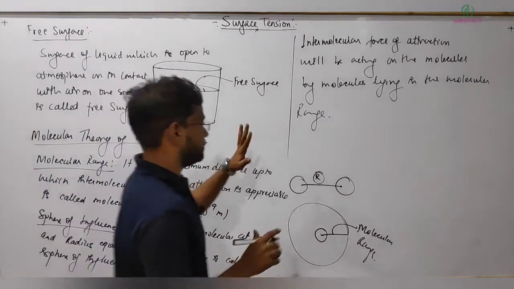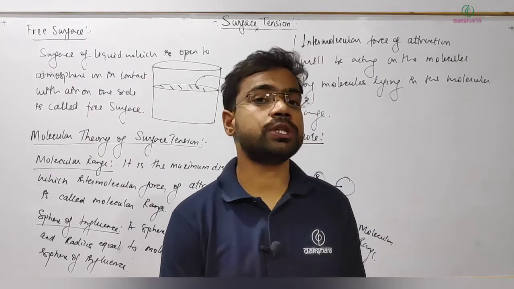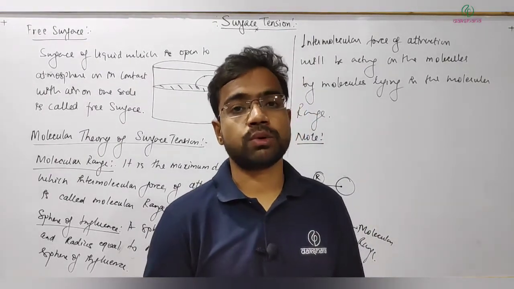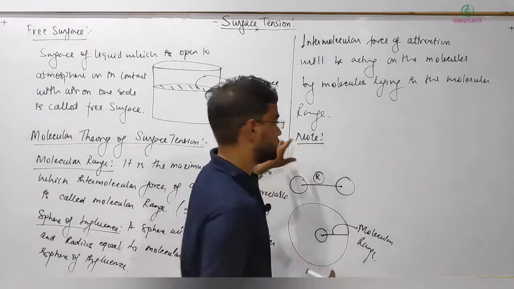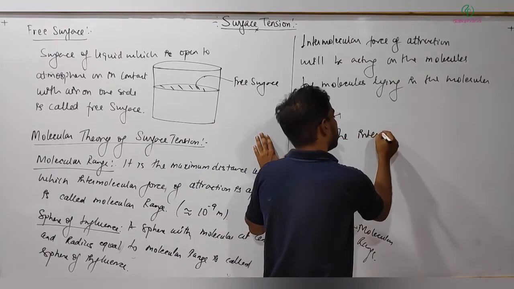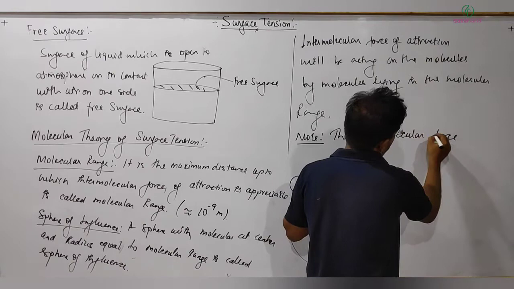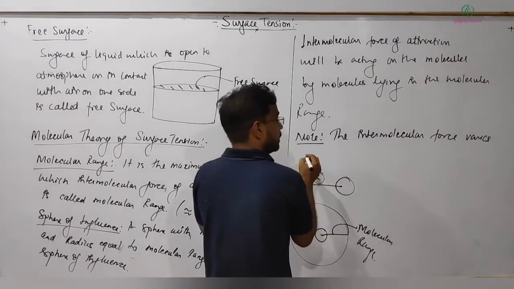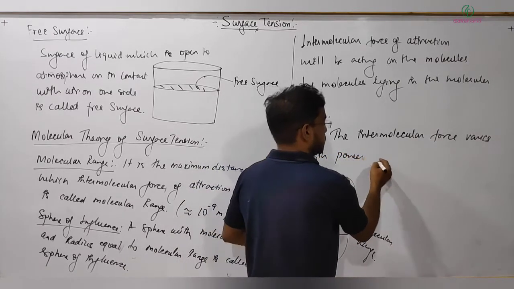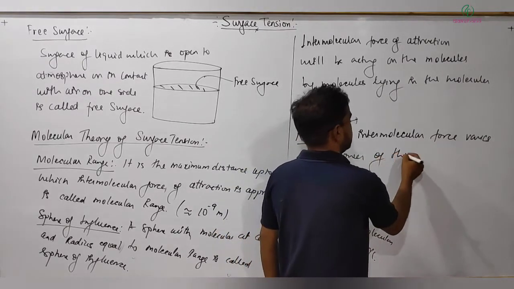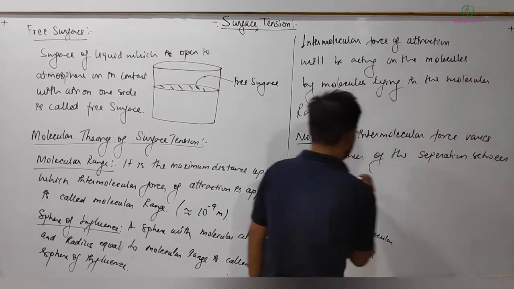One point just for your information, note: we know gravitational force and electrostatic force are inversely proportional to R square, meaning they vary inversely with the square of the distance between two molecules. This is just for your information. The intermolecular force varies inversely as the eighth power of the separation between molecules.